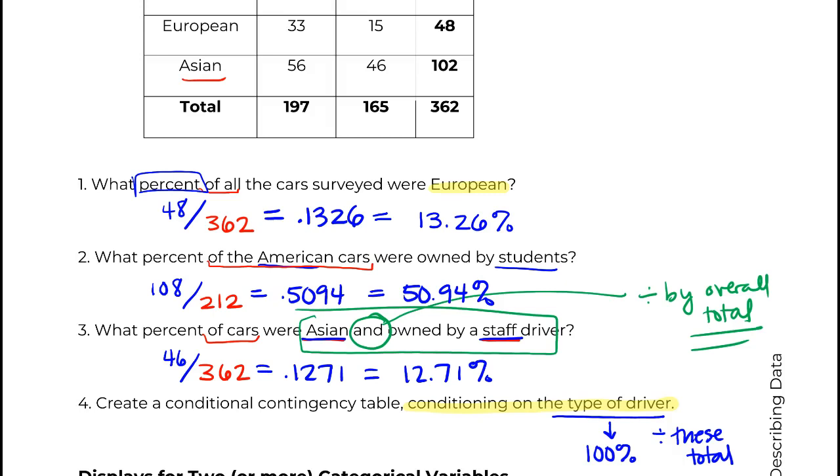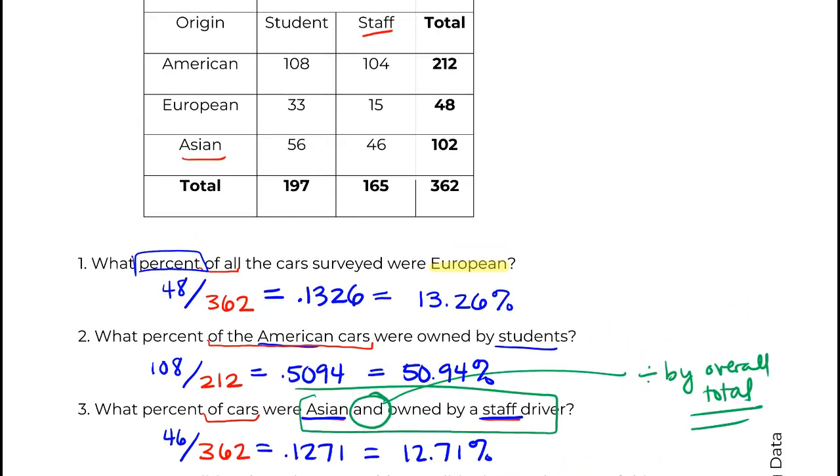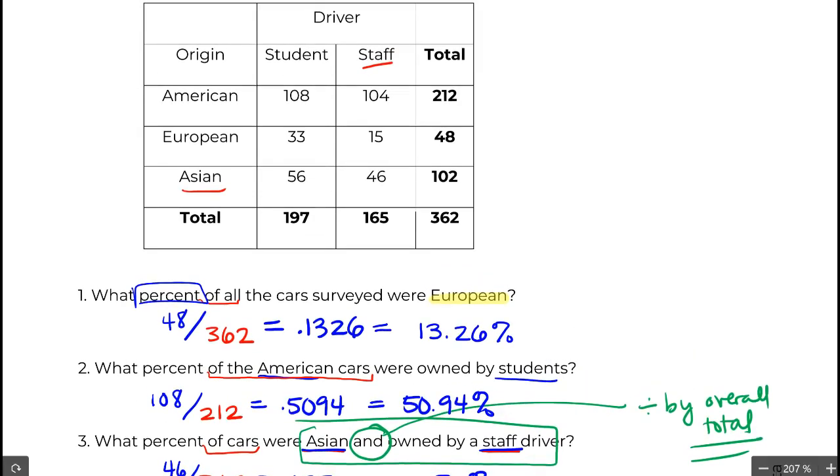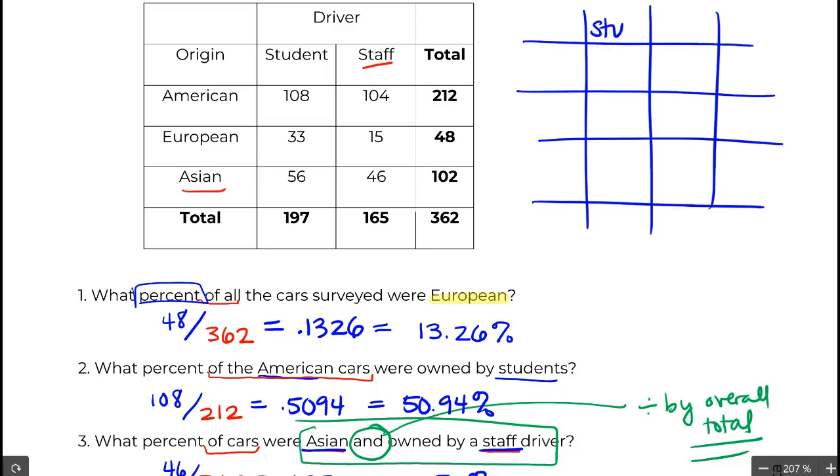So I'm going to go ahead and scroll back up because we don't have enough space to do that here and do it beside our original graph, our original table. So our original table, let's redraw this. We have our student and our staff drivers. We have our American cars, our European cars, and our Asian cars. And then I'll leave our total categories. It's fine.